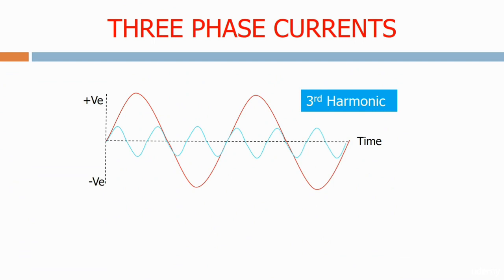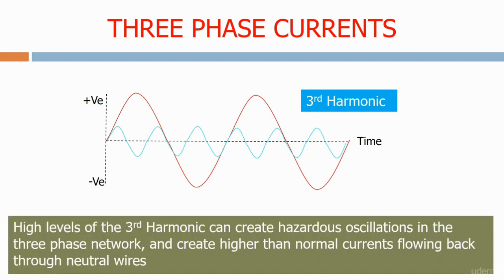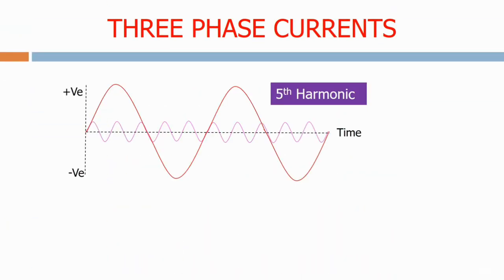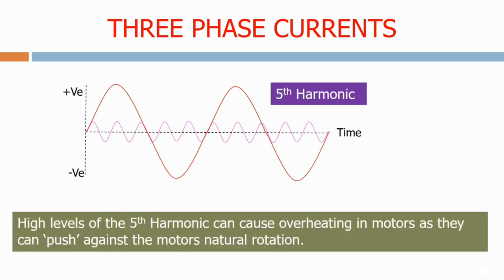The third harmonic. Higher levels of the third harmonic can create hazardous oscillations in the three-phase network and create higher than normal currents flowing back through neutral wires. The fifth harmonic. High levels of the fifth harmonic can cause overheating in motors, as they can push against the motor's natural rotation.